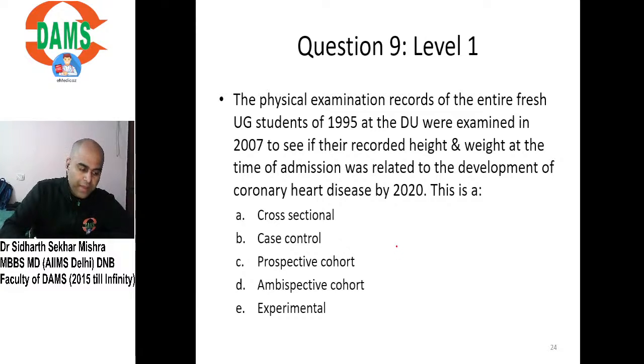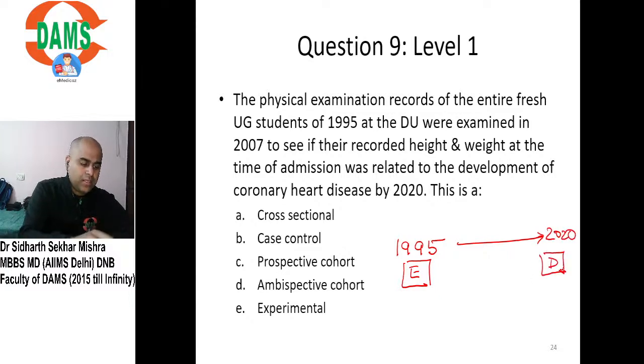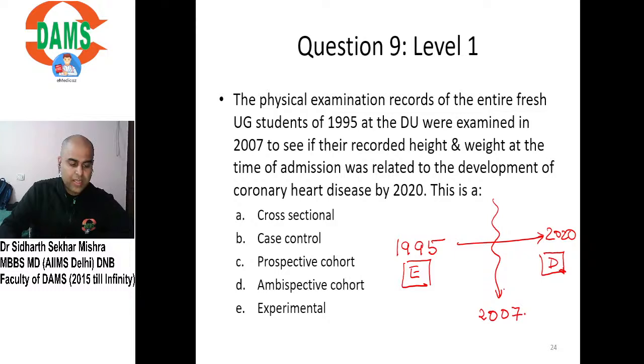Yes. So everyone can see 1995, the exposure, and the disease is in 2020. Yes, we can see over here that we are having the study in 207. So what kind of study design is this? Yes, guys, this becomes an ambispective cohort.